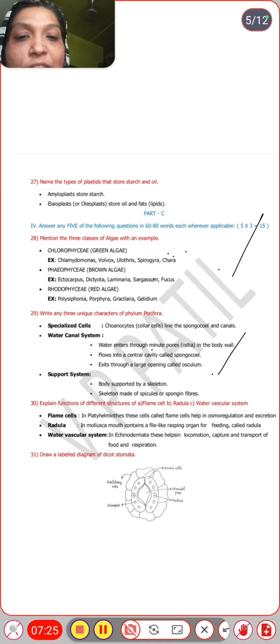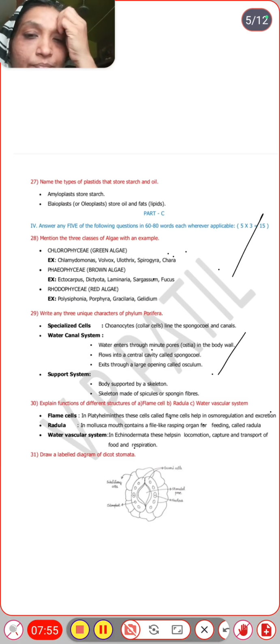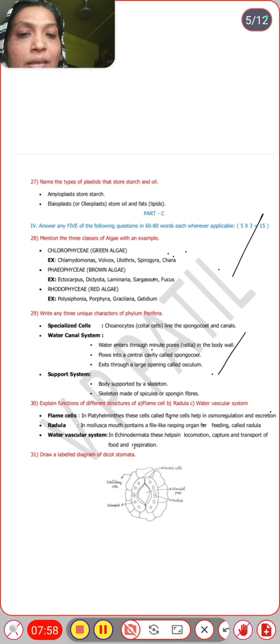13th, explain the function of different structures: flame cell, radula and water vascular system. Functions, you should write down the function. Flame cells are present in Platyhelminthes. These cells called flame cells help in osmoregulation and excretion. Radula is present in Mollusca. The mouth contains file-like rasping organs for feeding called radula, which help in feeding. Water vascular system is in Echinodermata and helps in locomotion, capturing the prey, transport of food and respiration.